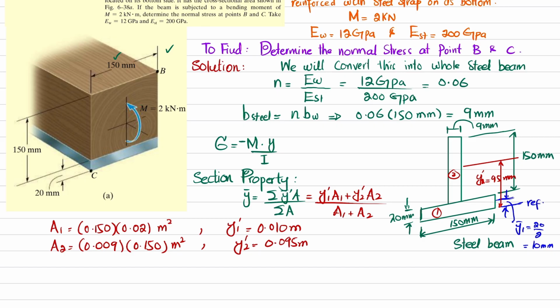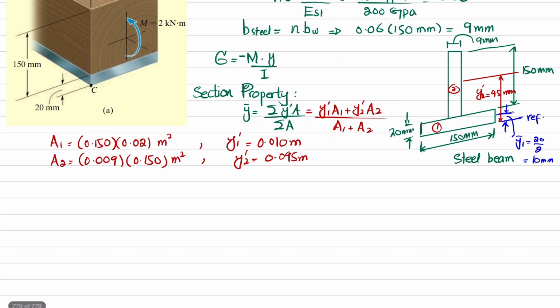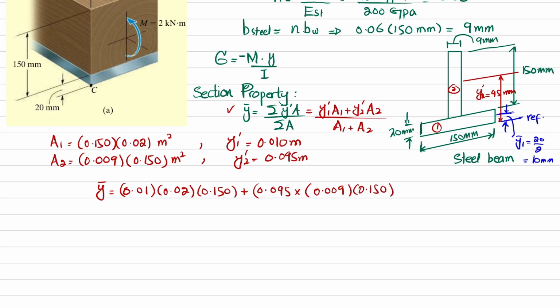Now you have all the values, just plug them into this formula. So you will get y dash, our location of centroidal axis or neutral axis from the baseline, will be equal to y1 dash is 0.01 multiplied by area 0.02 into 0.150, plus y2 dash, which is 0.095, multiplied by a2. a2 is 0.009 into 0.150, and we will divide this whole term by area a1 plus a2.